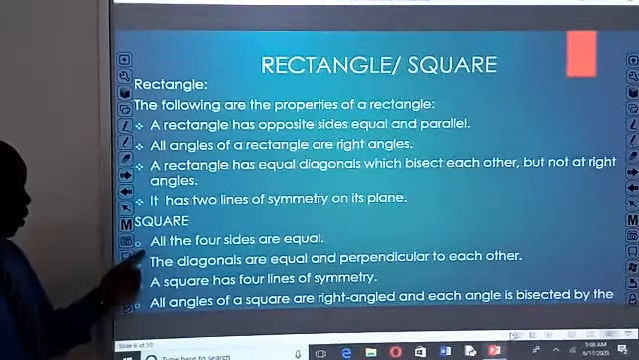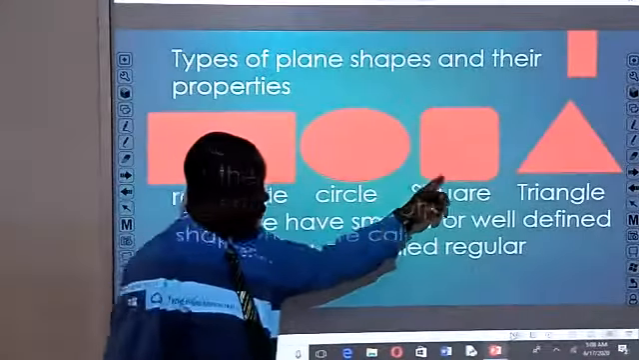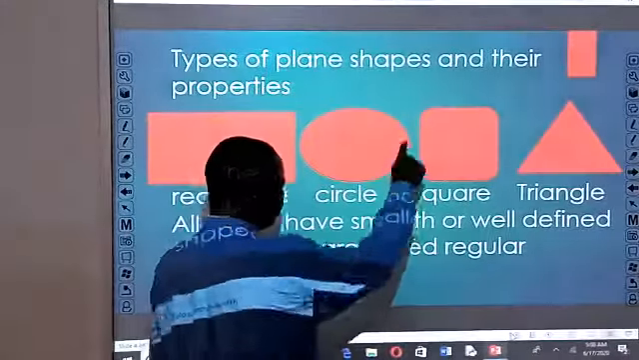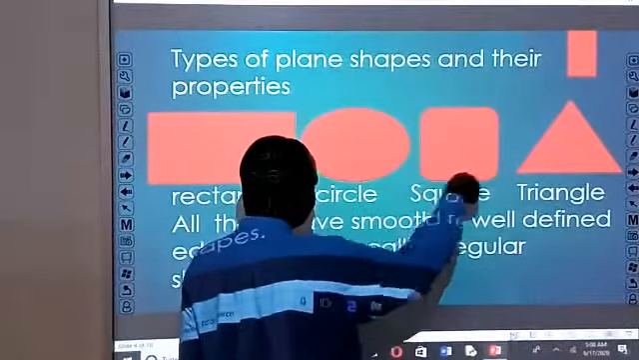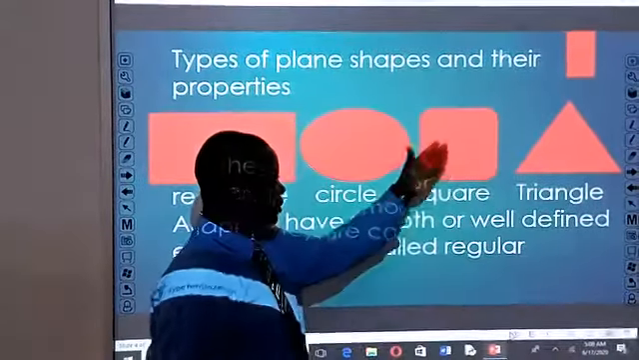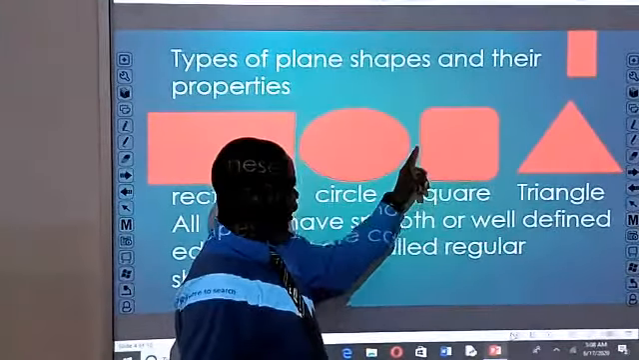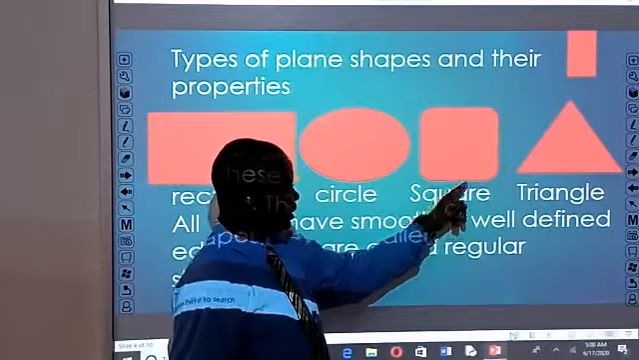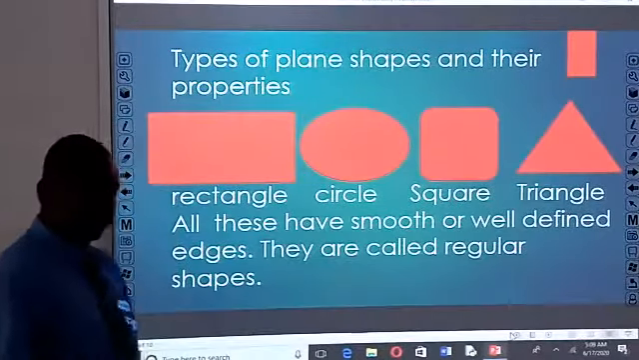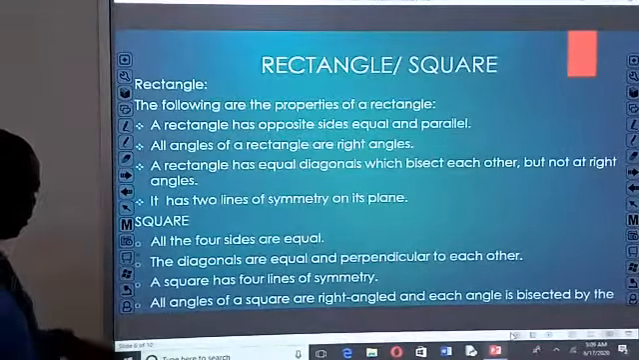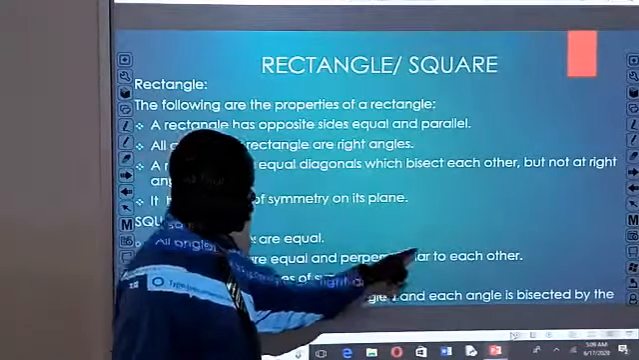All the four sides are equal. Now, this is a square. You can see this particular line here and this line are equal. This side and this side are also equal. So this represents what? A square. It says all the four sides are what? Equal. If here is 4 centimeters, here will be 4 centimeters, here will be 4 centimeters, definitely that place will also be what? 4 centimeters. The diagonals are equal and perpendicular to each other.